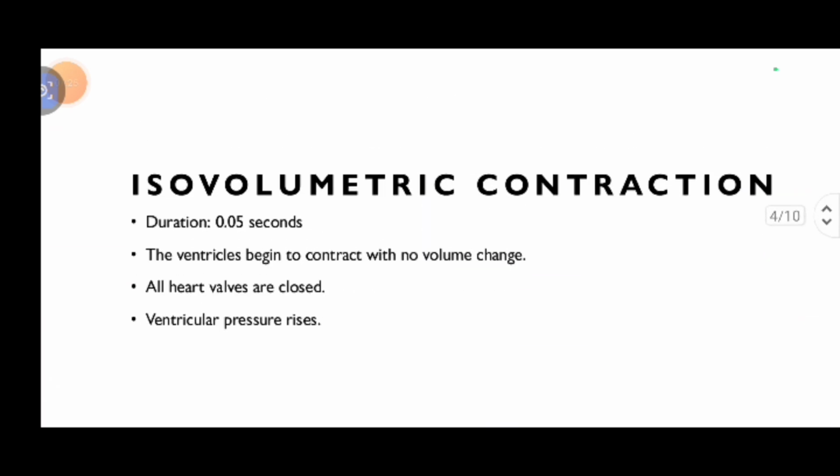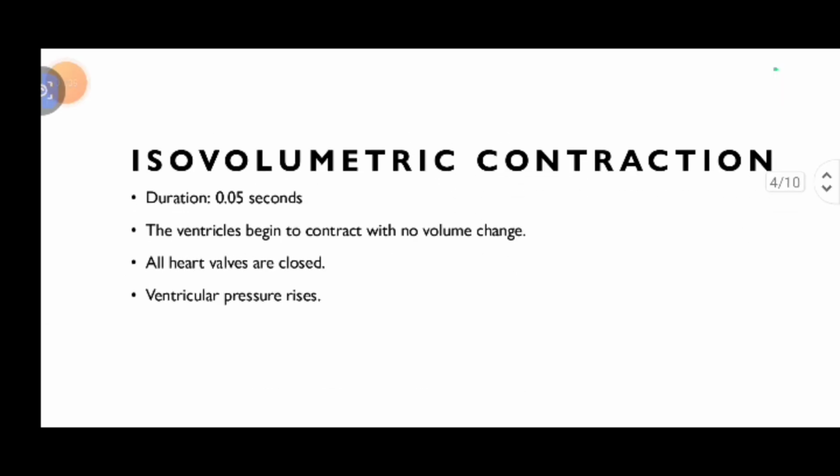Isovolumetric contraction, duration 0.05 seconds. The ventricles begin to contract with no volume change. All heart valves are closed. Ventricular pressure rises.